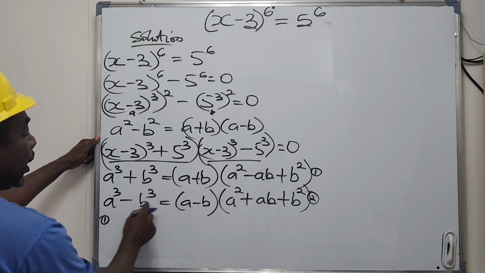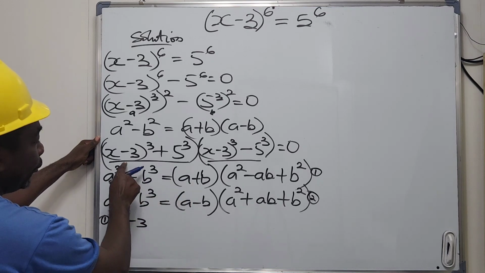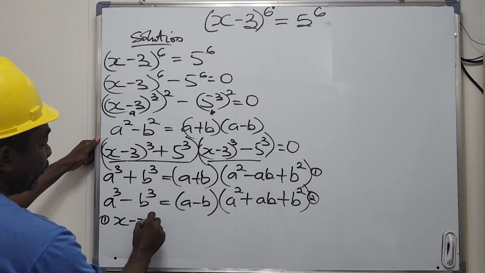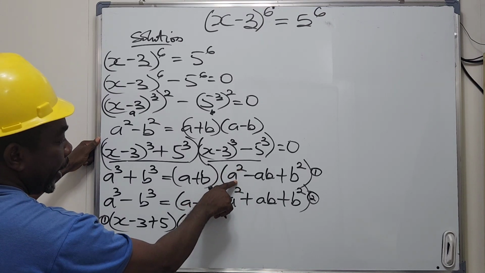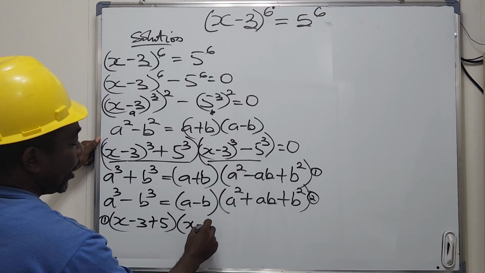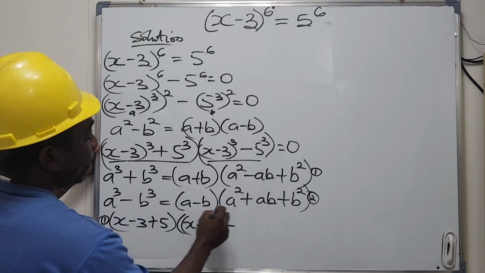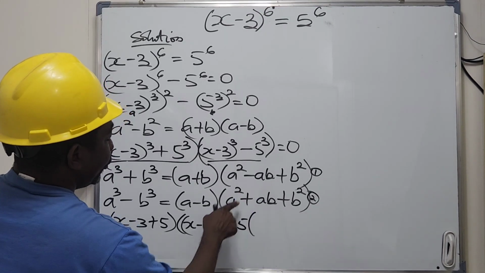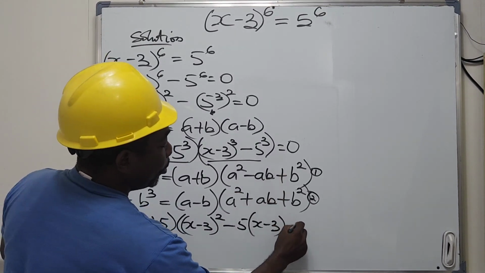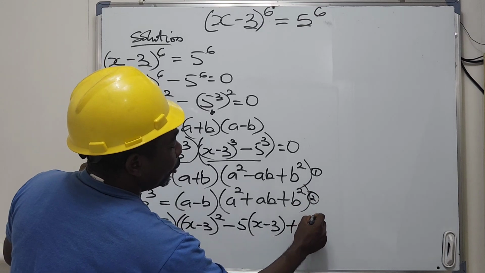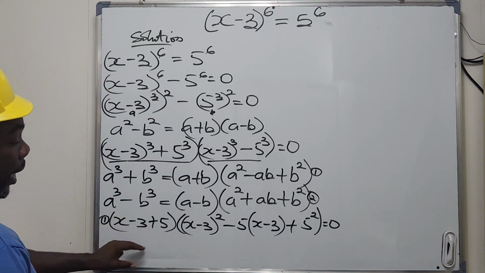Taking this first one, a + b will become x − 3, that is for the a, then plus b, we have plus 5, that is for the first parenthesis. Into a^2, which is (x − 3)^2. So we bring down minus ab, meaning 5 into our a, which is x − 3. So we bring down plus b^2, which is 5^2, all equals 0. That is for the first one.